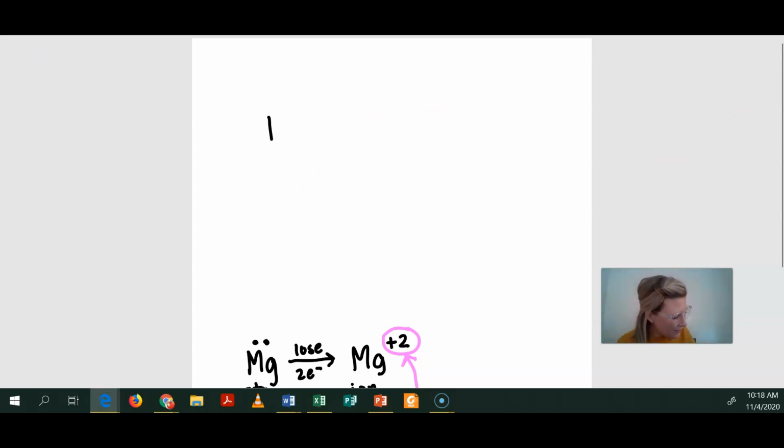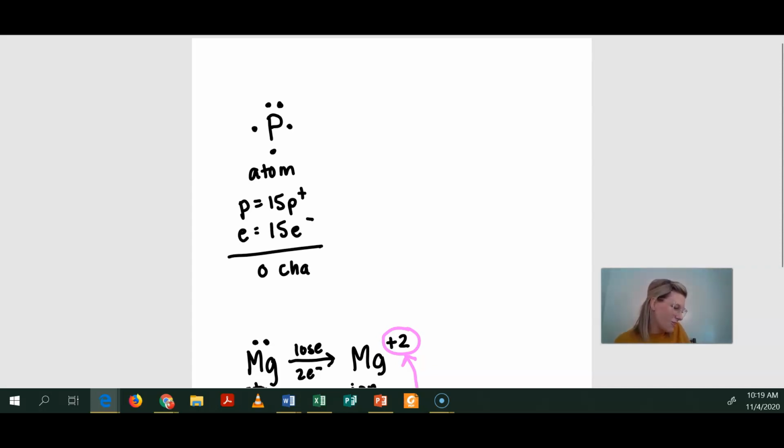So let's talk about phosphorus. Phosphorus, again, the atom has 5 valence electrons, and an overall 0 charge, because since it's the atom, it has an equal number of protons and an equal number of electrons, and as a result, an overall 0 charge. Now, phosphorus is a nonmetal, and remember we said nonmetals want to gain electrons. It has 5 valence electrons as it is, but it wants a total of 8, so it needs to gain 3 electrons in order to form its ion.